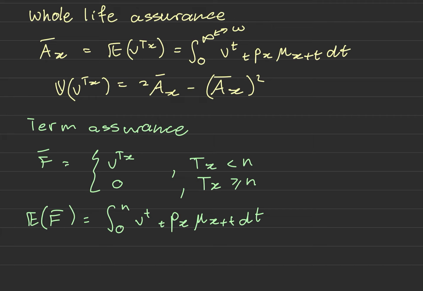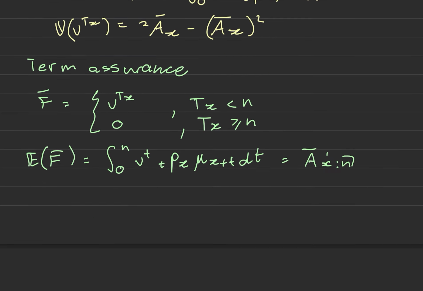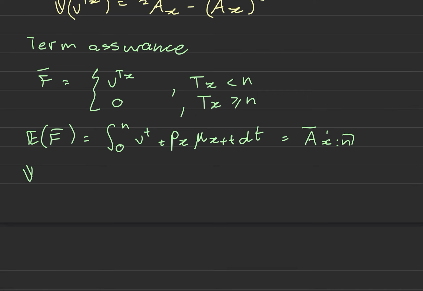Okay, so when I integrate this, the formula that I'm going to give for this is A bar x n, with this 1 or this dash on top of the x. Now, the variance of f is going to be equal to 2A bar x n minus A bar x n squared.